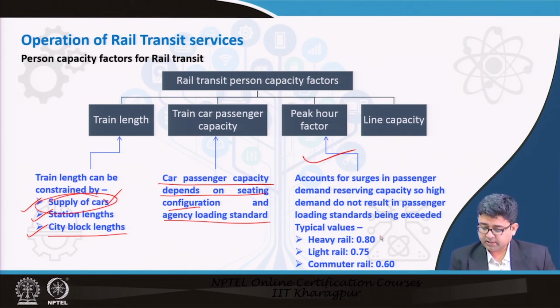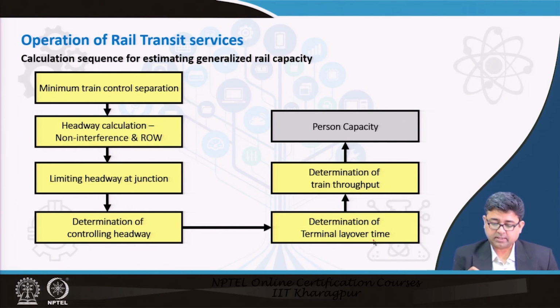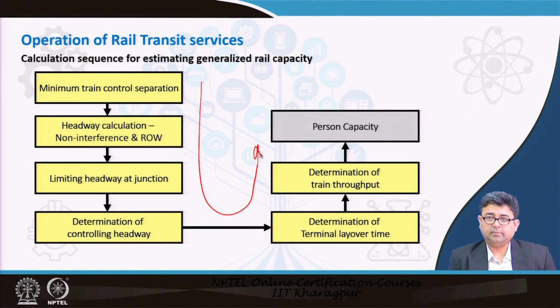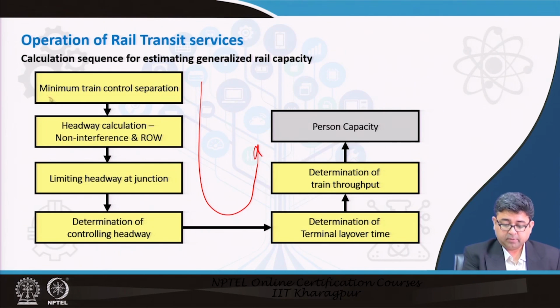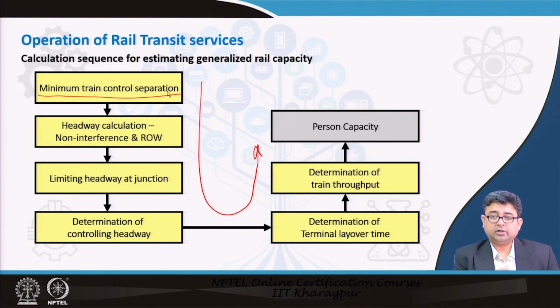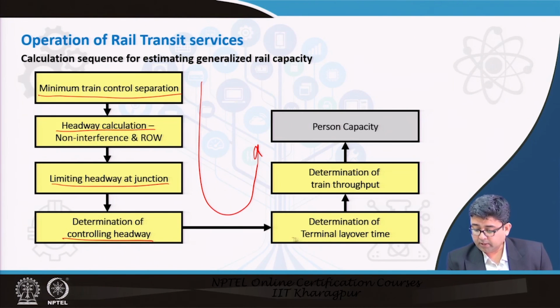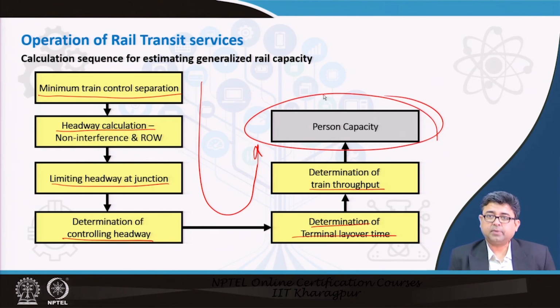Peak hour factors, obviously, for light rail and heavy rail, these are the factors that are already in use. We have looked at line capacity, and then this is a generalized set of rail capacity measurement steps. You always maintain a minimum train control separation between two headway calculations for safety. Then you limit junctions at the headway, determine the controlling headway, determine the terminal layover time, and then throughput, to understand the person capacity of a railway.